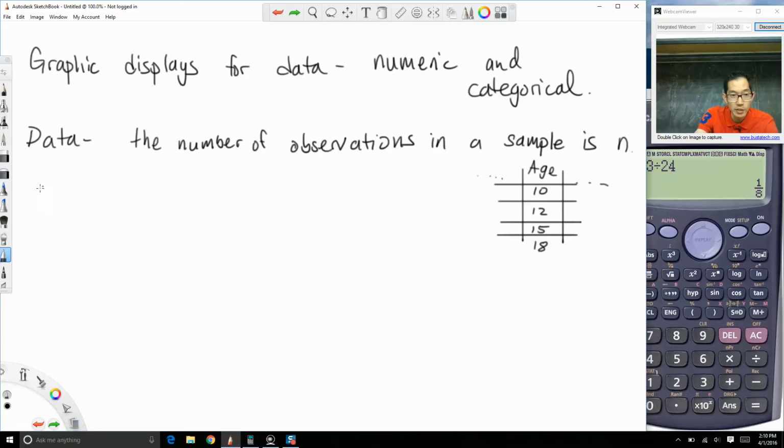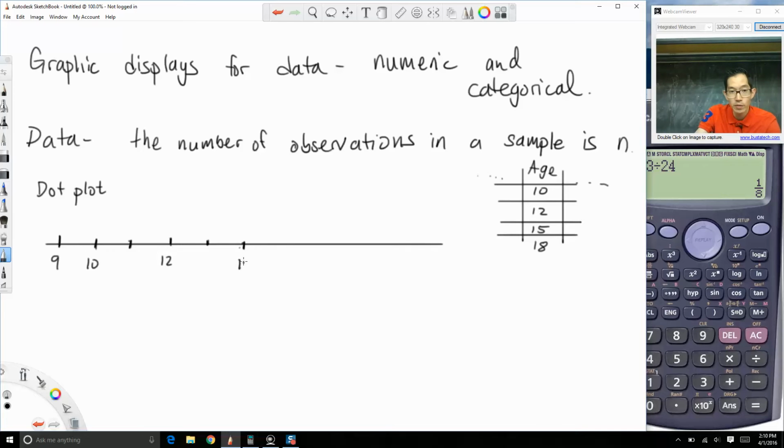One display is called the dot plot. So we're going to start off here, and I'll say 9, 10, 11, 12, 13, 14, 15, 16, 17, 18, 19. Okay, and then I'm going to draw a dot at 10, a dot at 12, a dot at 15, and a dot at 18. Okay, and this is a dot plot. You get one dot for each observation.